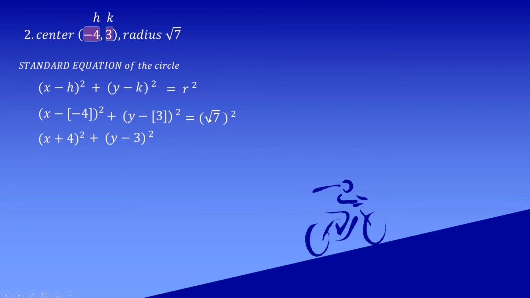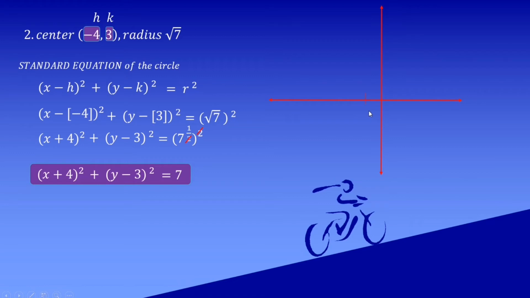Then since the square root is equivalent to 1/2, maaari natin isulat 7 raised to 1/2 raised to 2. Then a quantity of x plus 4 squared plus y minus 3 squared, then 1/2 times 2, then may 7. So ito na yung ating standard equation of a circle given the center is negative 4 and 3, radius square root of 7. To graph this standard equation, given natin yung center, negative 4 and 3.